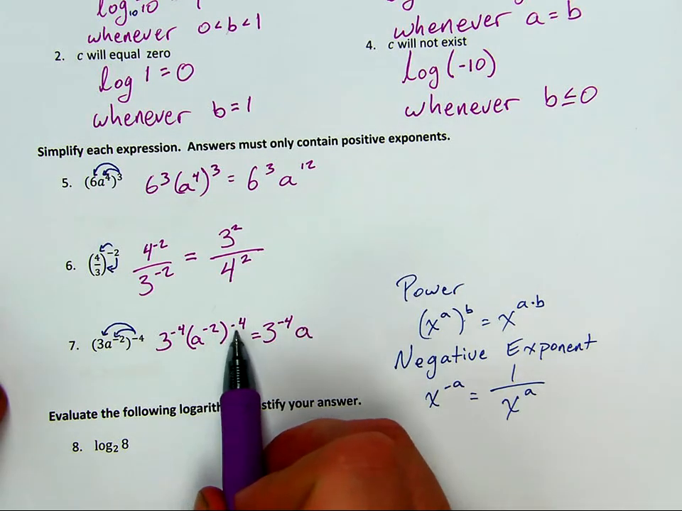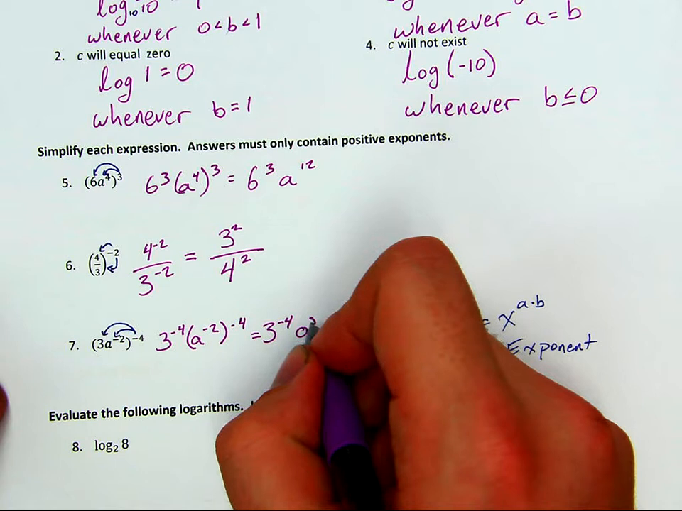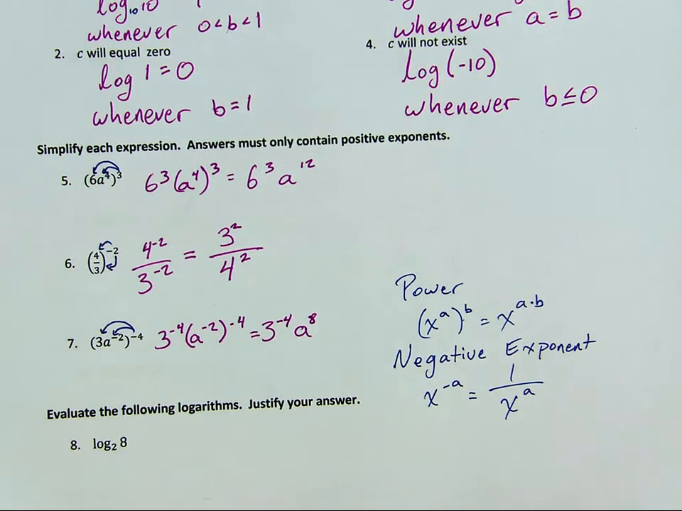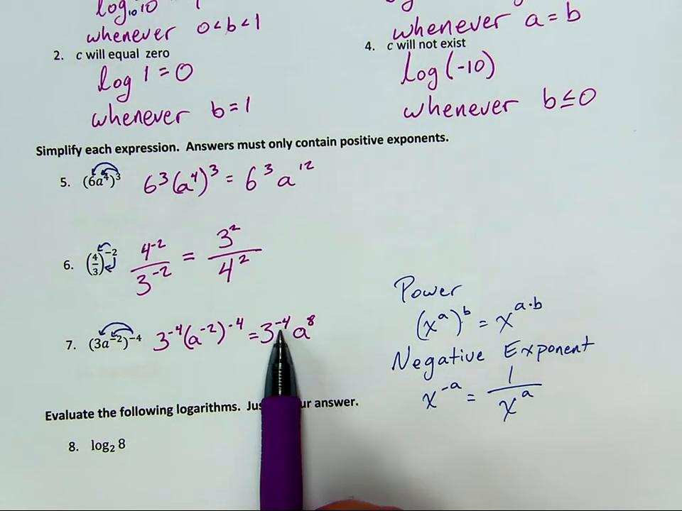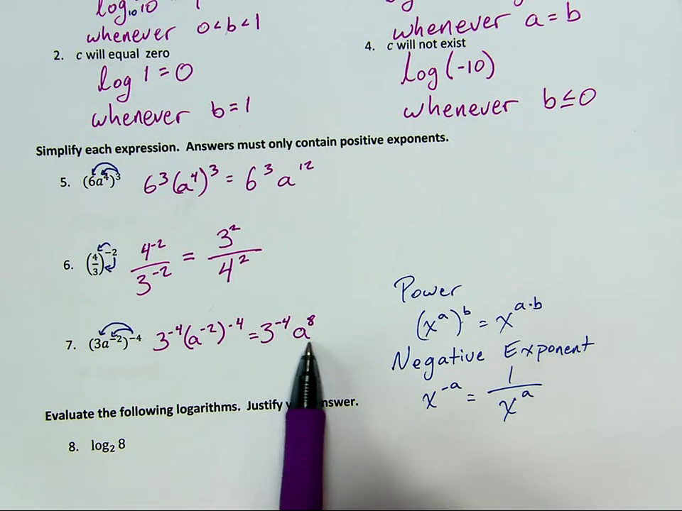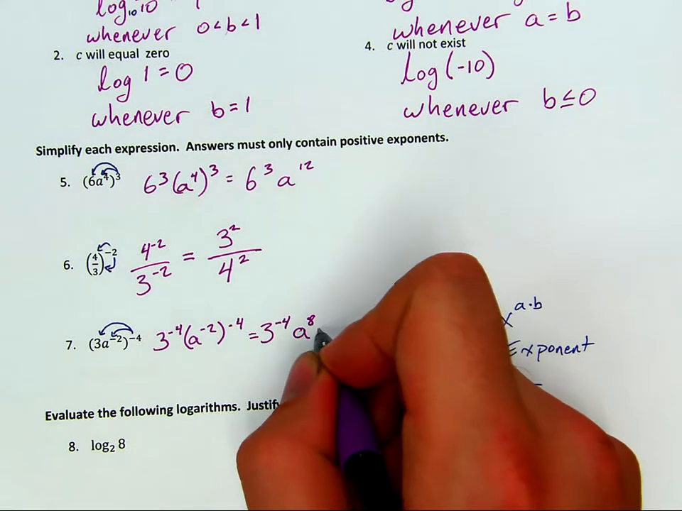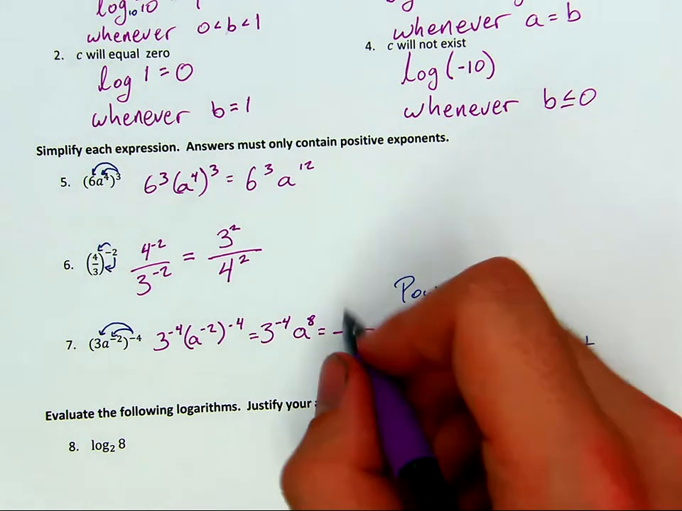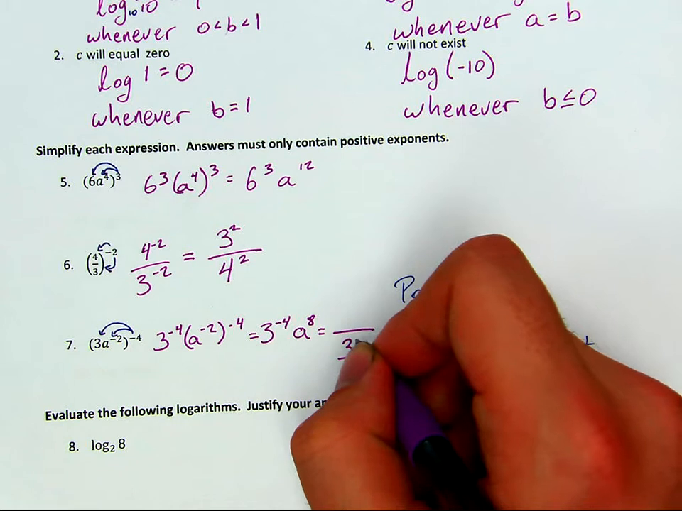And then finally, we have that negative exponent here. Keep in mind that this negative exponent is only affecting the 3. We don't have to worry about anything with that a. So we're going to take the 3, move that to the other part of the fraction. In this case, move that to the denominator, change the sign of the exponent, and then that a to the 8th is just going to hang out there. That part does not change.